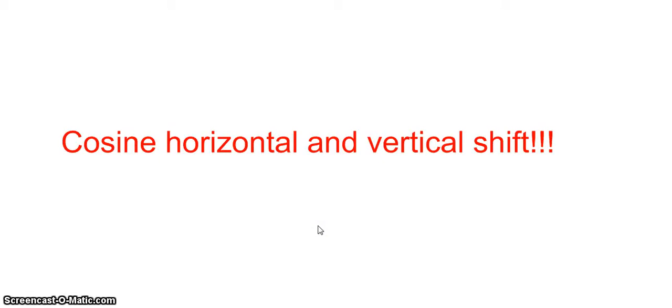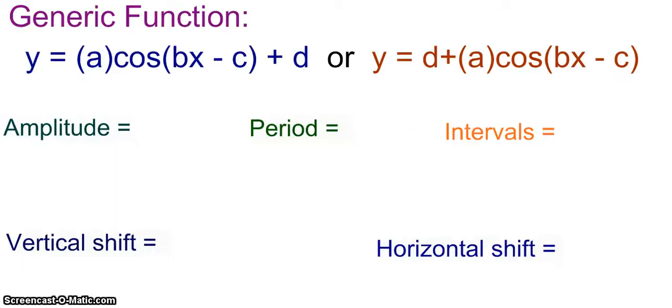Alright, now we're looking at cosine, horizontal and vertical shift. What's changed from sine? Absolutely nothing. So, amplitude, absolute value of A. Sorry, I got a little excited with the pen. Period, 2 pi over B.